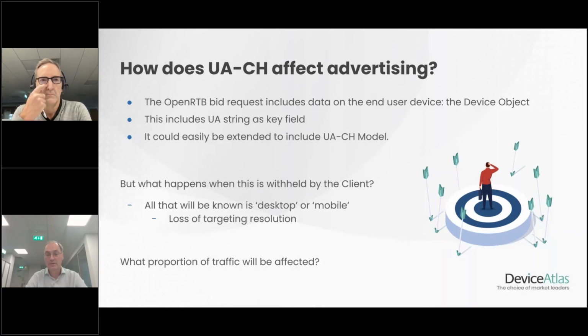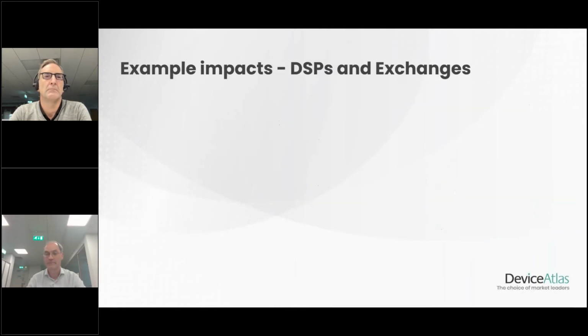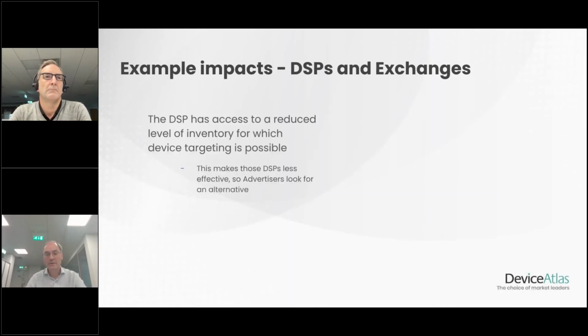So the big question is, though, what proportion of traffic will be affected? And the reality is, this is not yet known today. But to look at the impacts on the DSPs and exchanges, the advertising players, first of all, the DSP will have access to a reduced amount of inventory on which it is possible to provide granular device targeting. Now that ultimately reduces the effectiveness of that DSP, which in turn affects their advertising partners.